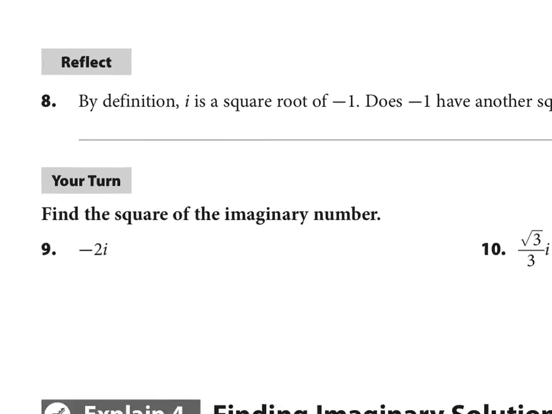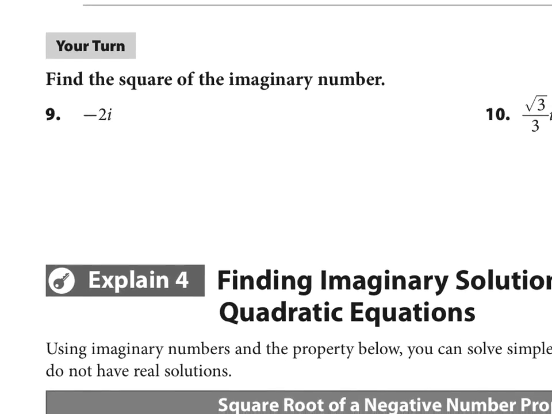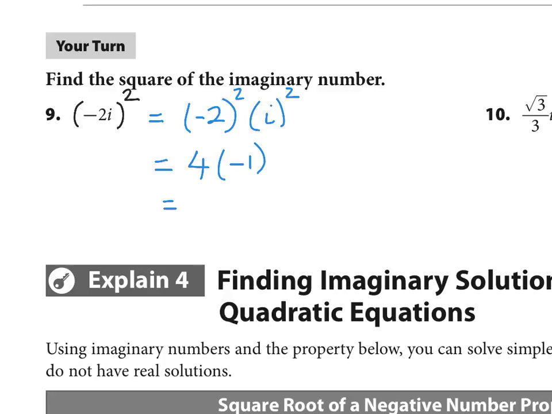Let's go down to 9 and let's do some of these together. We want to square negative 2i. Let's rewrite that as the quantity negative 2 to the second power and i to the second power. Negative 2 squared, that's negative 2 times negative 2, which gives us a positive 4. i squared, we've talked about, is negative 1. Multiply those together, we get negative 4.